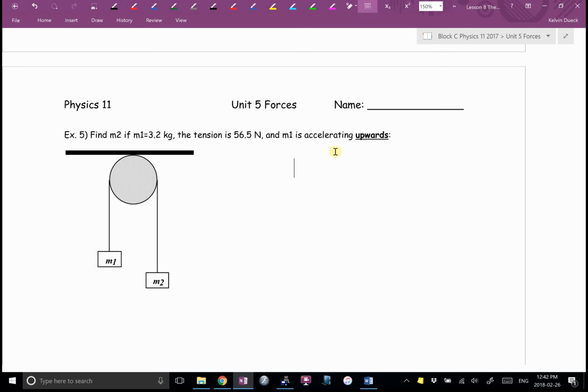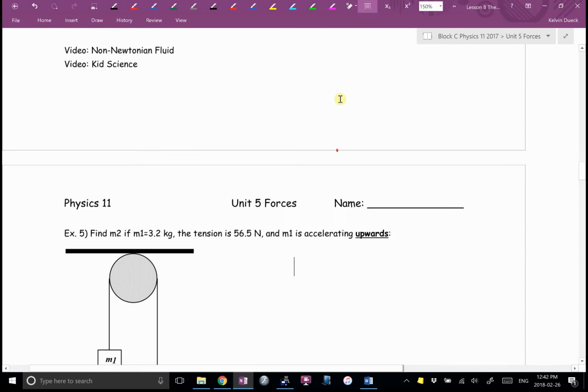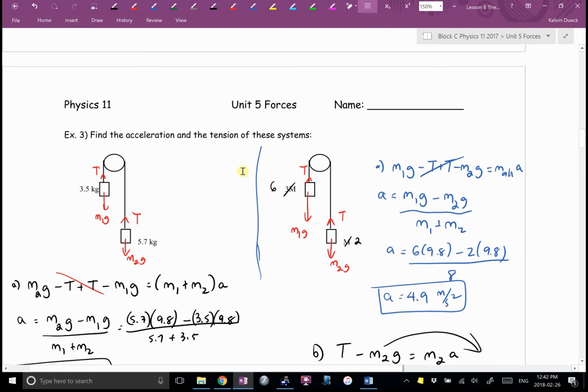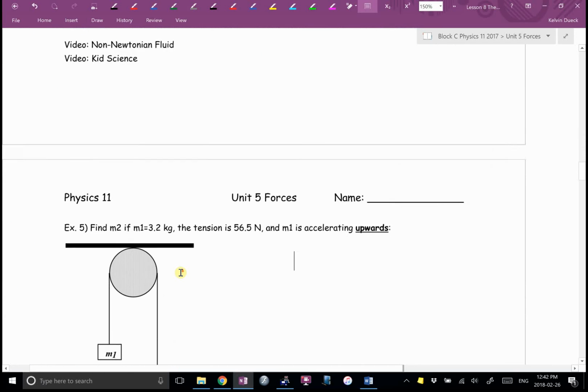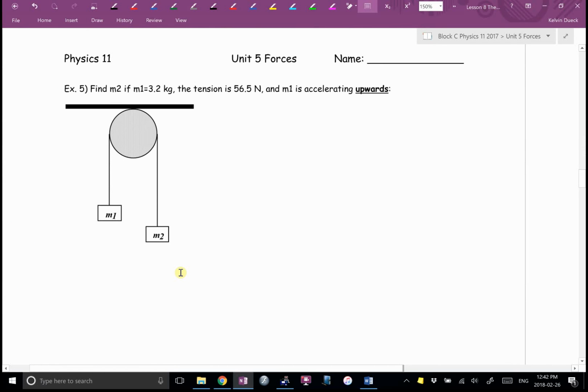Now, here's the problem. Don't write this down. If I try using my winner minus loser method, I'm going to have M2s, and I don't know M2, and I'm going to have A's. My method of looking at everything, looking at both masses, is not going to work here. And it's not going to work here because I don't know mass 2.